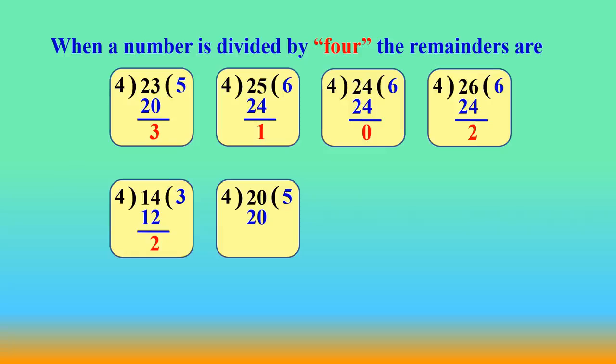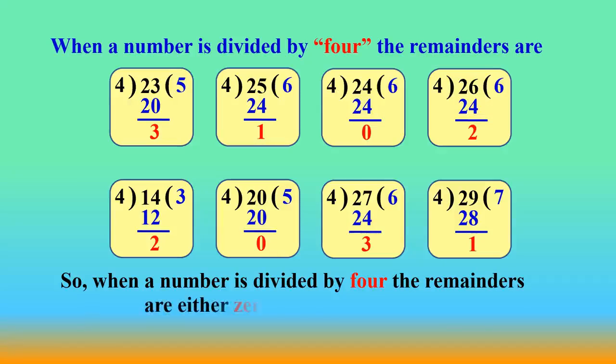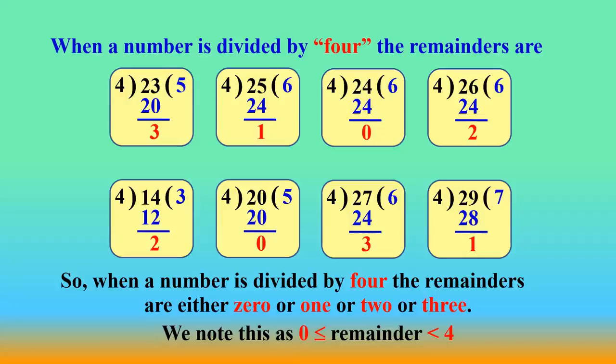20 by 4, 4 5s are 20, 20 minus 20, 0. 27 by 4, 4 6s are 24, 27 minus 24, 3 is the remainder. 29 by 4, 4 7s are 28, 29 minus 28, 1 is the remainder. By observation, when a number is divided by 4, the remainders are either 0 or 1 or 2 or 3. We note this as 0 less than or equal to remainder less than 4.